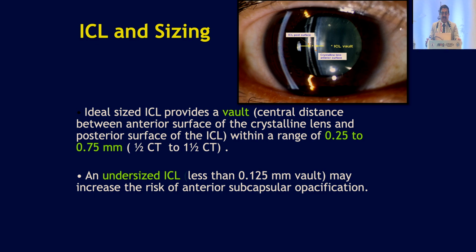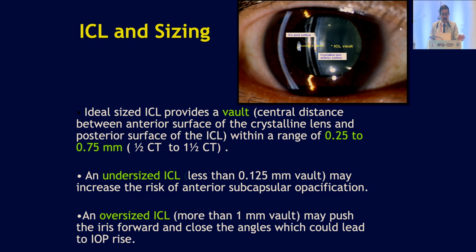If it is undersized and less than 0.125, should we go ahead and explant this ICL? Will it cause cataract? That is something that we need to answer, and the answer is we should not jump into explantation unless it is less than 100 microns. If it is 50, 70, 80 microns, we should explant right away. But if it is up to maybe 100 and plus 120, 125 microns, we can still wait and watch. But it is an undersized ICL and you have to watch it.